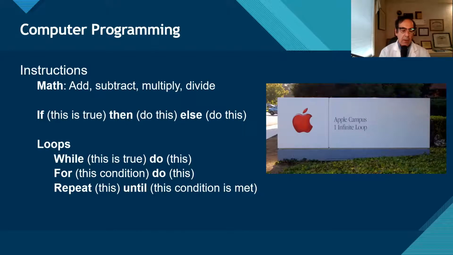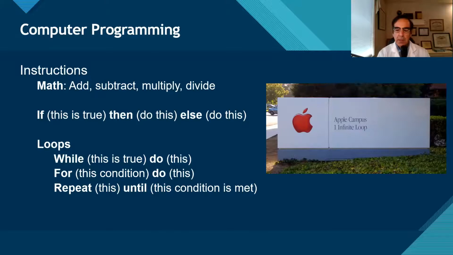And then we have a for loop: for this condition, do this action. And then we have a repeat, where we say, repeat this action until this condition is met. In other words, keep doing this instruction. Look at the next patient on the list and look at their age. And if they're not in the range, go to the next patient, and go to the next patient, until you find the right age or you get to the end of the file.